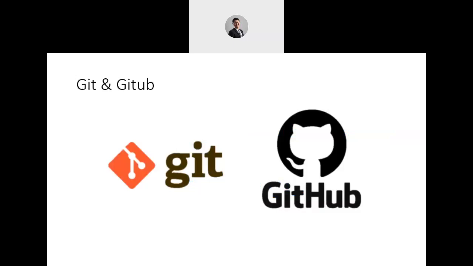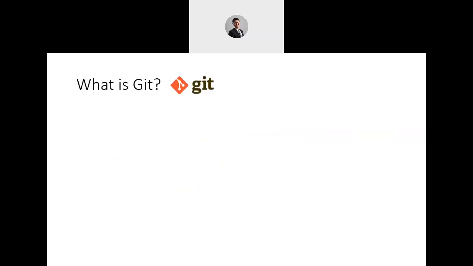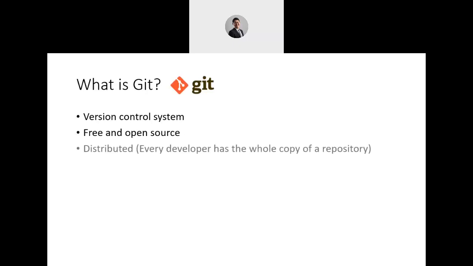So let's talk about Git. What is Git? Git is basically a version control system, which is free and open source, which is one of the most important parts of this tool. Everyone can use it, and it's open source. You can just download it very easily.